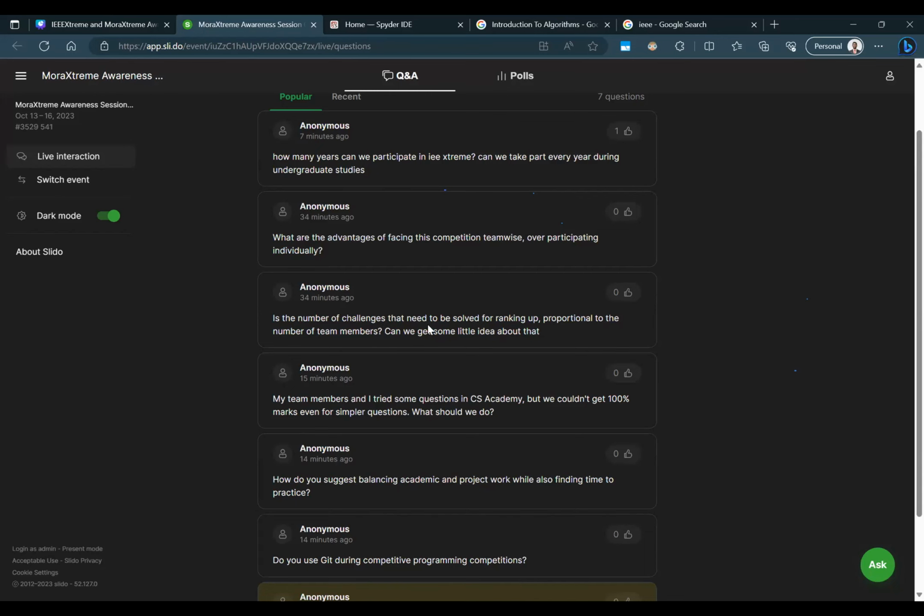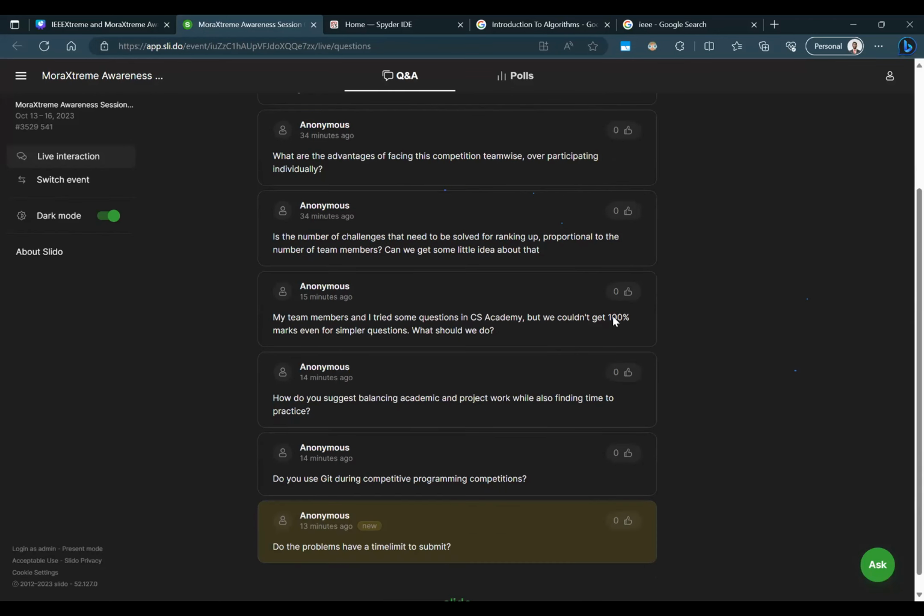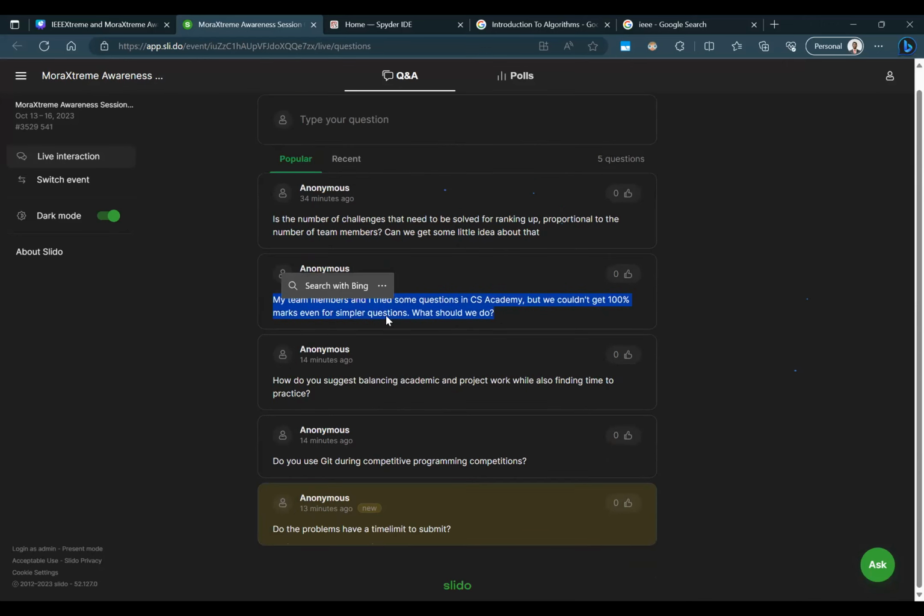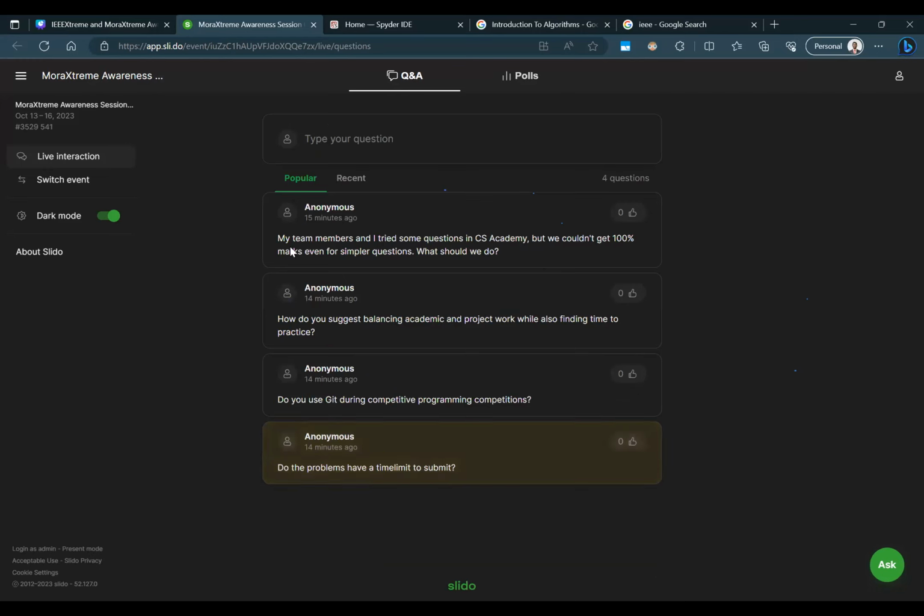My team members and I tried some questions in CS Academy, but we couldn't get 100% marks even for simpler questions. What should we do? Yeah, in this case, I would ask what the reason was, in the sense of the errors. Is it a wrong answer, or something like a timeout? If it is a wrong answer, that means there's a problem with the algorithm. So in that case, you need to debug why the logic in this algorithm doesn't work.